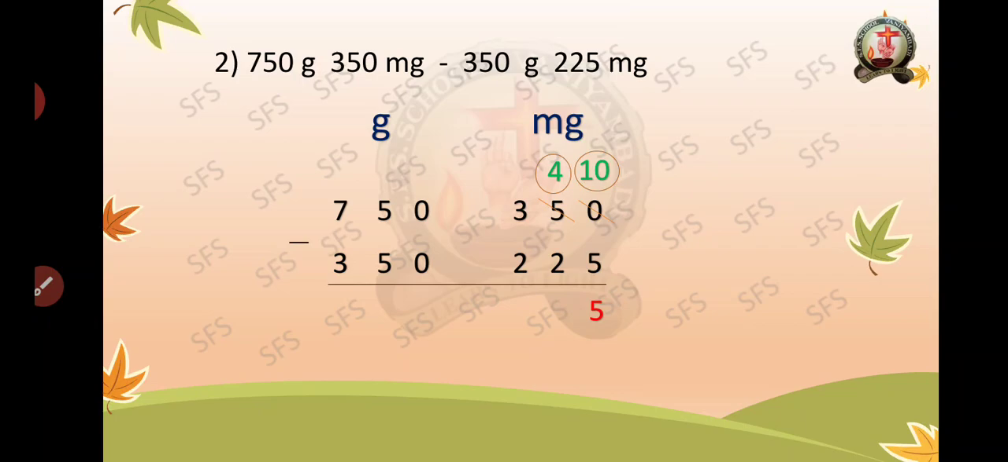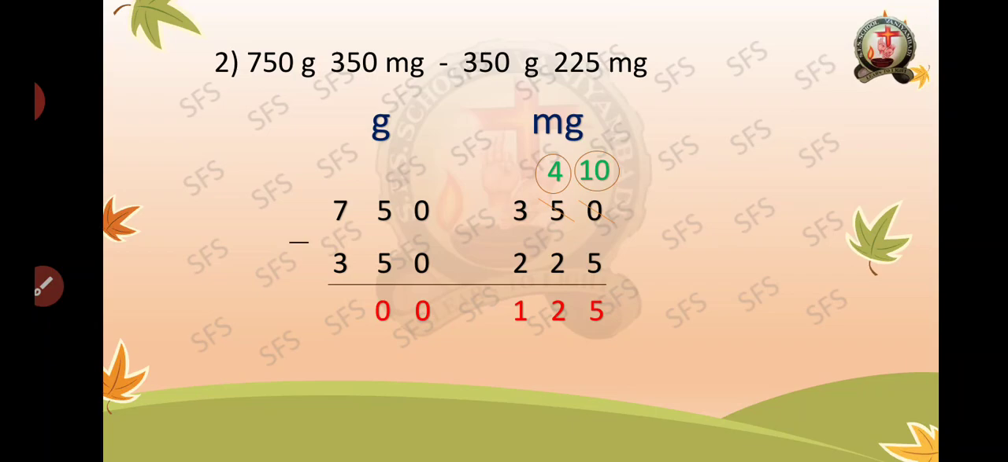Then 4 minus 2. 4 minus 2 is 2. Good. Then 3 minus 2. 3 minus 2 is 1. Now we have completed the milligram part. Now we are going to the gram side. That is 0 minus 0 is 0. Then once again 5 minus 5. I told you if we subtract the same number from the same number, the answer will be 0. So 5 minus 5 is 0.